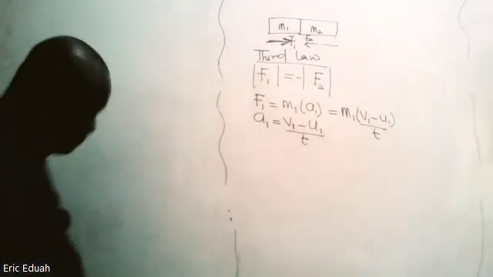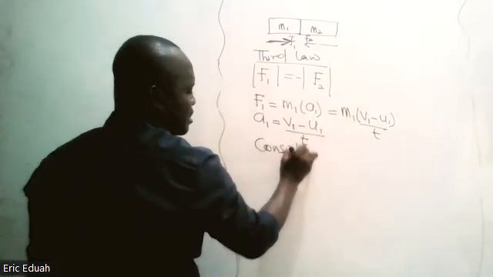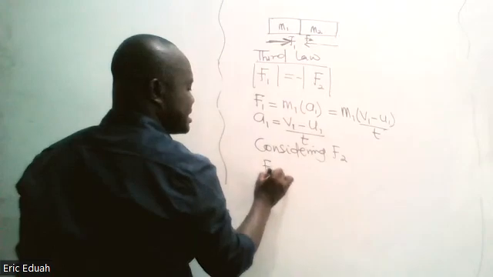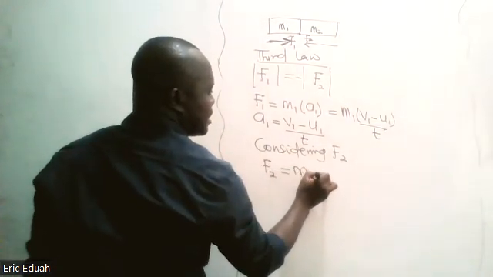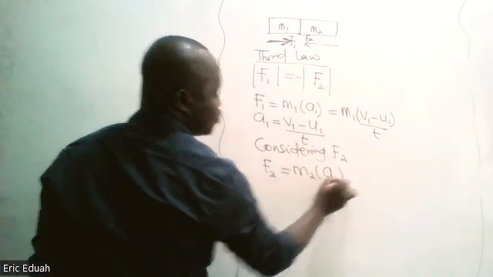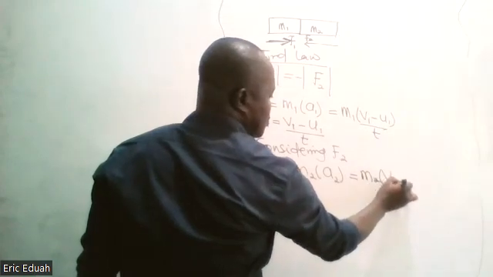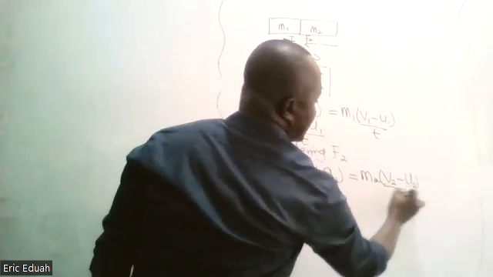Are we there? Yes, please. Now, considering F2, F2 would also exert equal magnitude of force on mass 1. So F2 would be equal to m2 times the acceleration of 2. This will also be m2 times v2, the final velocity, minus initial velocity, divided by t.